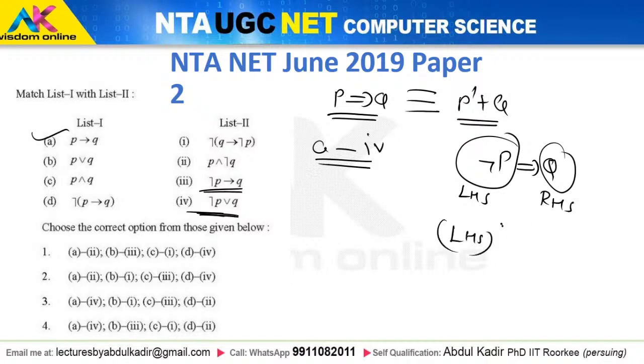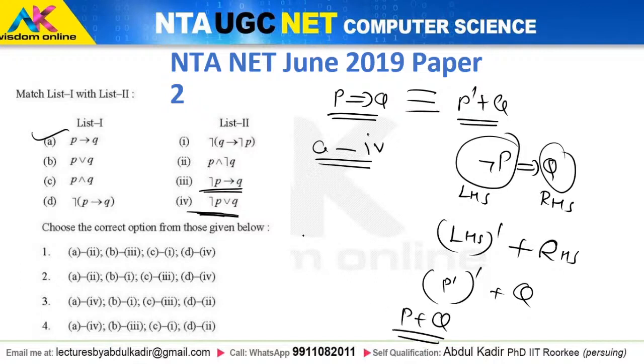The same thing you will do: LHS complement plus RHS. Now what is LHS? LHS is P dash. So P dash dash plus Q. What is P dash dash? That is P. So you will get P plus Q. So you can see this third will match with B.